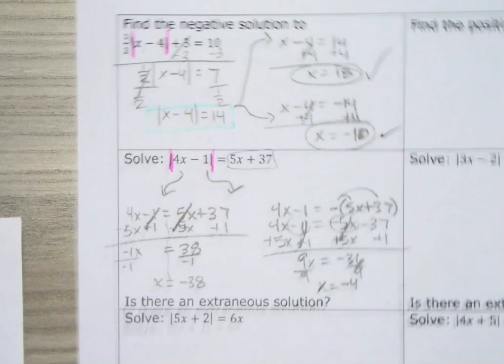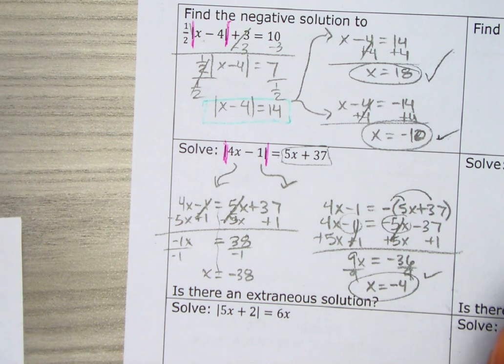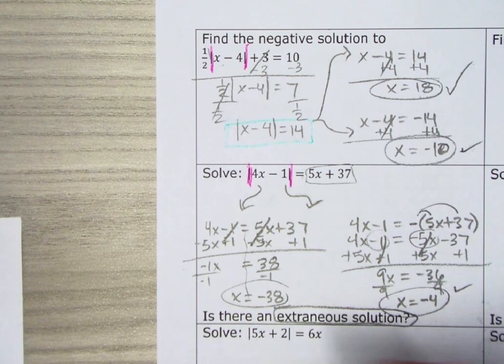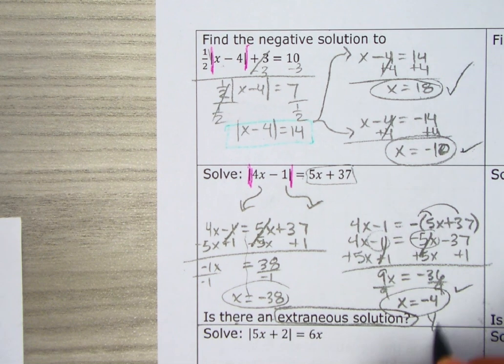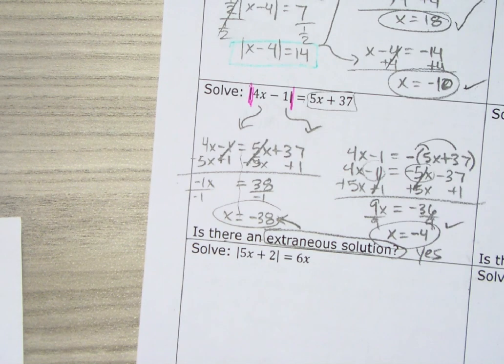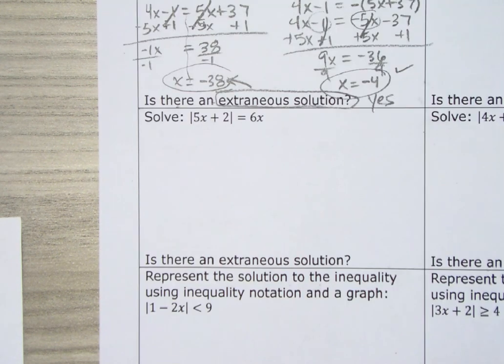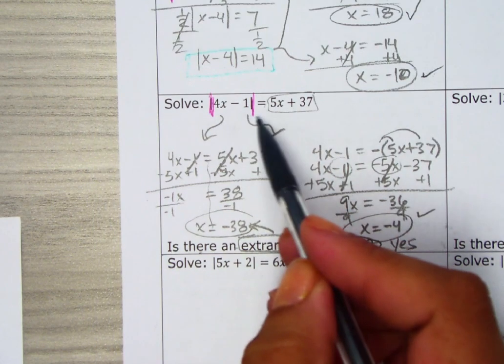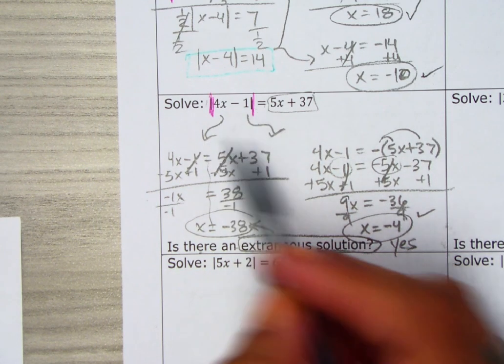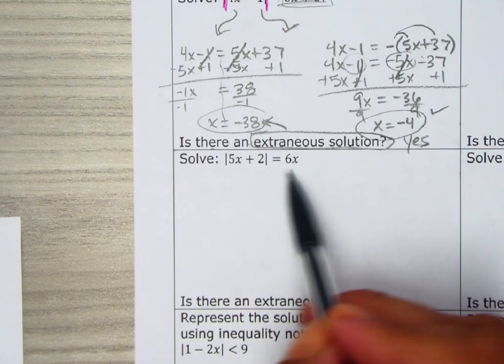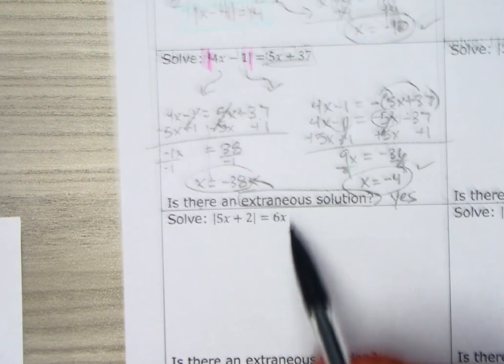So that means that this is a real solution and this is the extraneous one. So is there an extraneous solution? Yes. Negative 38 is your extraneous solution. Okay, so for the next one, we have similar. This one is also where absolute value is isolated by itself, so then you need to rewrite a positive and negative version of whatever's here. So I'm not going to do this one since it's similar.